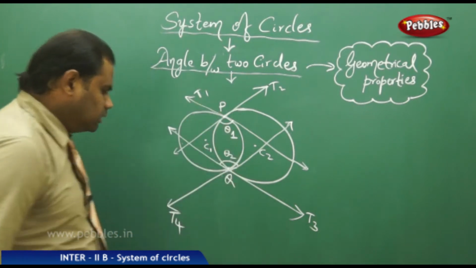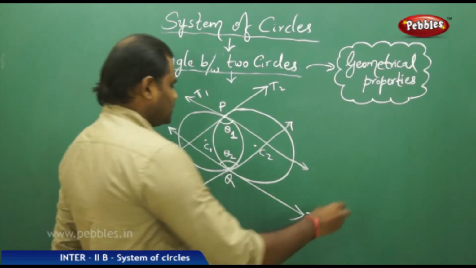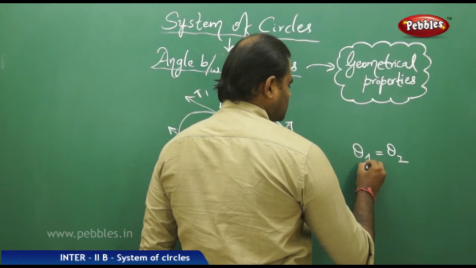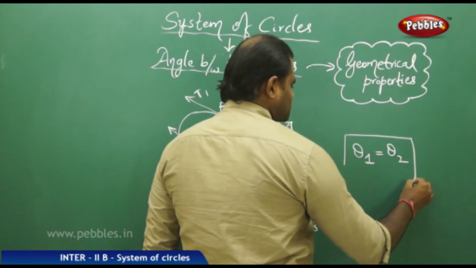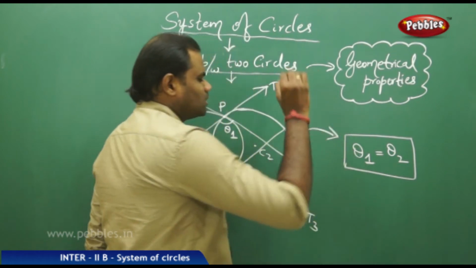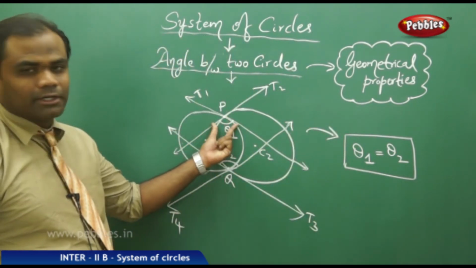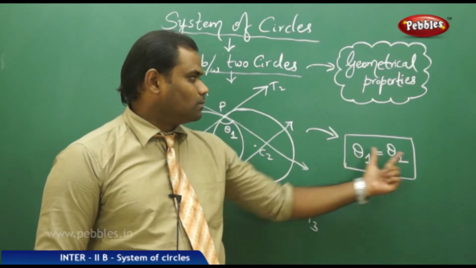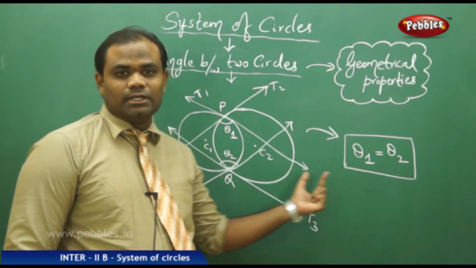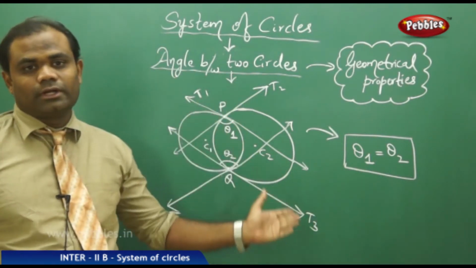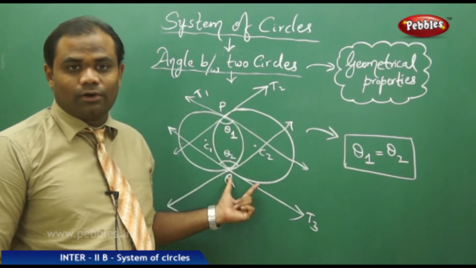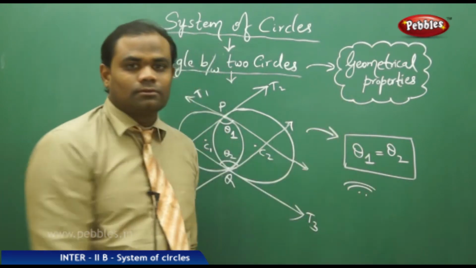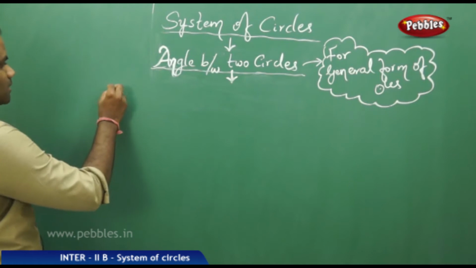then geometrically it is a fact that theta 1 will be equal to theta 2. That is, for both points of intersection, the angle between the two circles is either the angle here or the angle here, because both angles are equal geometrically. So the angle between two circles is the angle between the tangents drawn at the point of intersection, either at P or at Q, because theta 1 equals theta 2.